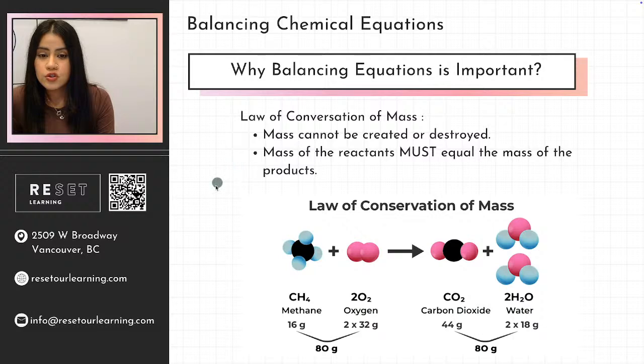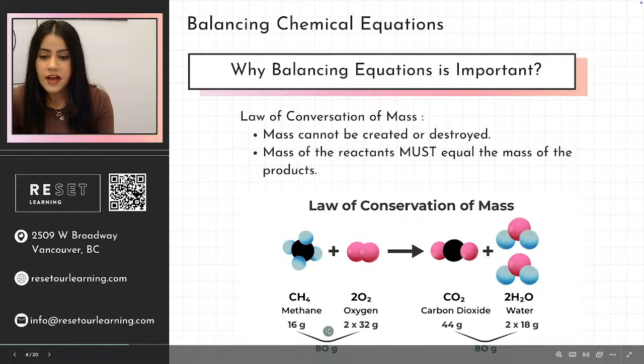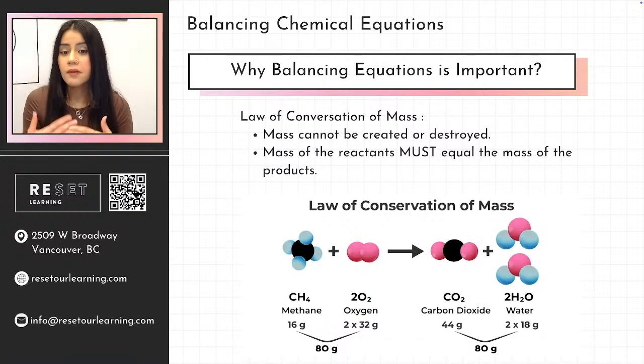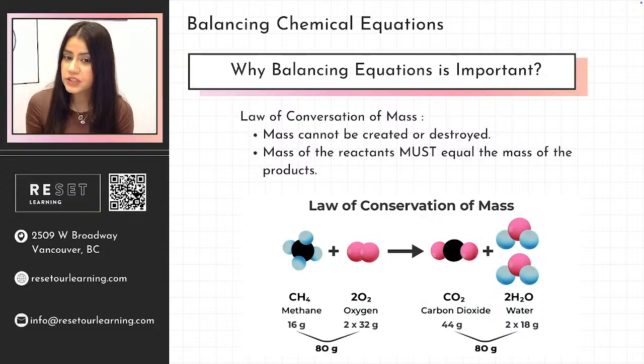So if you look at my example right here, we have methane and oxygen, and then we are producing carbon dioxide and water. When I calculated their mass, I got 80 grams for reactants and then 80 grams for product. Again, that means I have balanced my equation and my law of conservation of mass has been applied on this reaction.